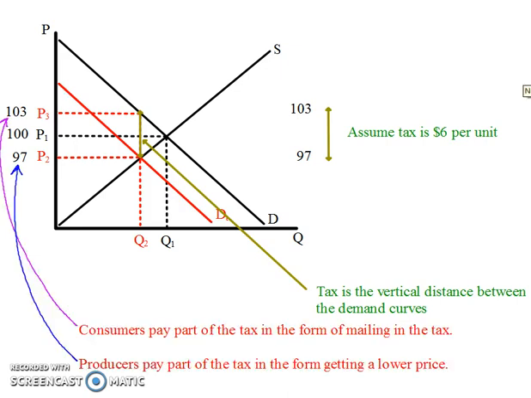Now, the consumers, as I said, are going to pay part of the tax in the form of mailing in the tax. That's where I said they paid $97 for the product, but then they had to mail $6 into the government. That was their statutory incidence. So they pay part of the tax in the form of, they used to pay $100 total, now they pay $103 total for the product. And then producers pay part of the tax in the form of getting a lower price. They used to get $100 and now they only get $97. So they're going to get a lower price for the good than they did before. So again, the statutory incidence being on the consumer doesn't really change anything. It's still going to be that the consumer pays part of the tax and the producer pays part of the tax. Okay, so it doesn't really matter who gets the statutory incidence.